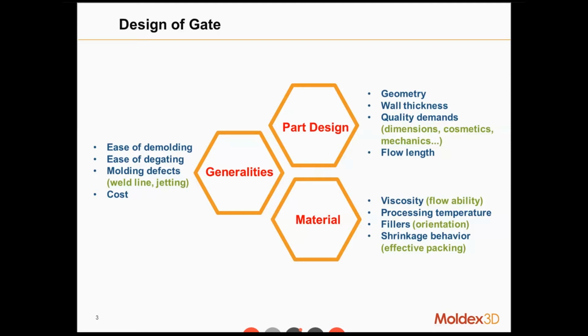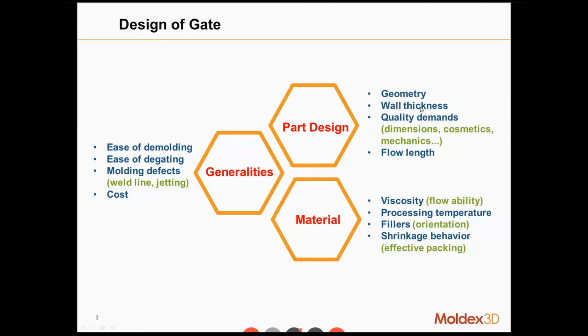Okay. Other defects such as jetting or short shot, etc., should be avoided during the production. The cost of the tooling is also a consideration because we don't want to increase our cost by using too many gates. So the suitable gate number is a common critical issue.